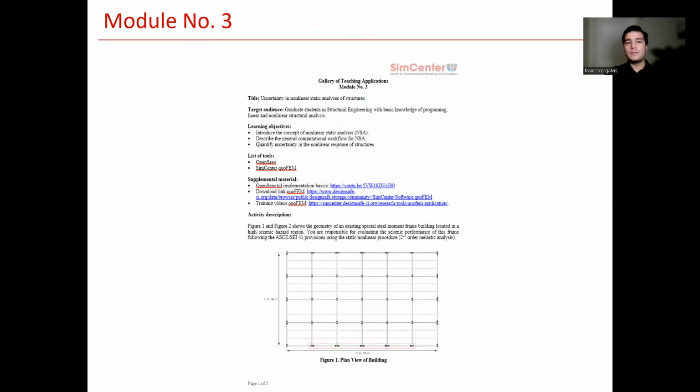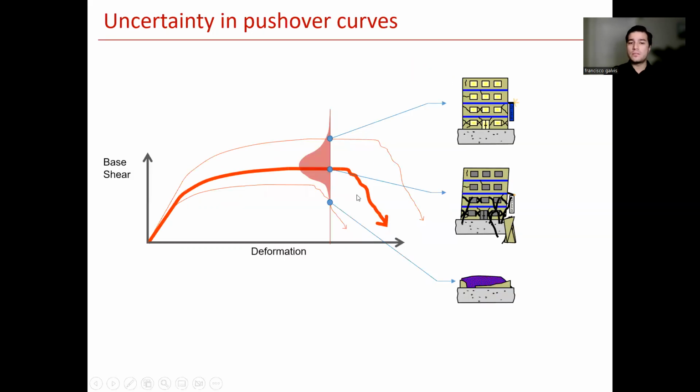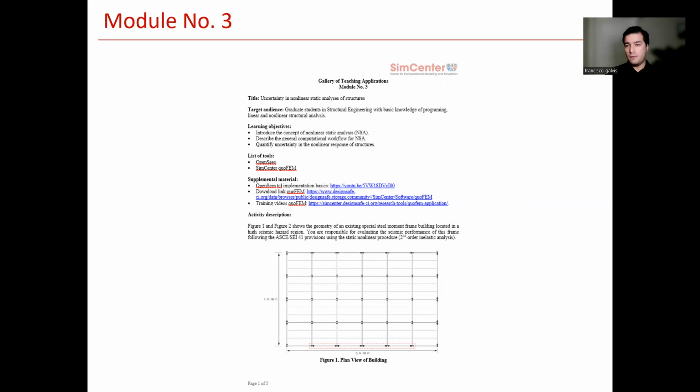So what we are going to do in this module is use quoFEM and the OpenSees implementation to quantify the uncertainty in pushover curves, to really look at the range of uncertainty around that pushover curve. First, we're going to look at a nominal pushover curve and understand it. Then the students will have the opportunity to do multiple runs in a forward propagation type of problem and estimate the uncertainty of that pushover curve.